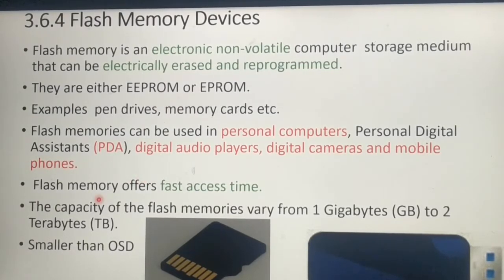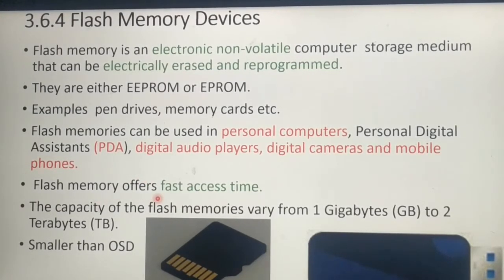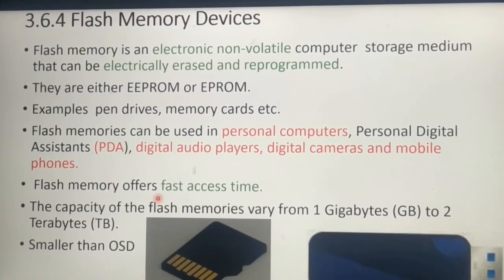Flash memory devices offer faster access than optical storage devices. Their capacity is also larger than optical storage devices. The capacity of flash memories varies from 1 GB to 2 terabytes. This will be increased in future also. Their size is also very small.